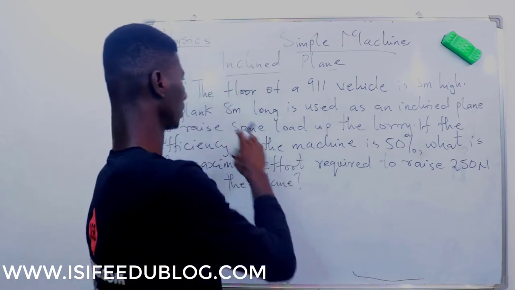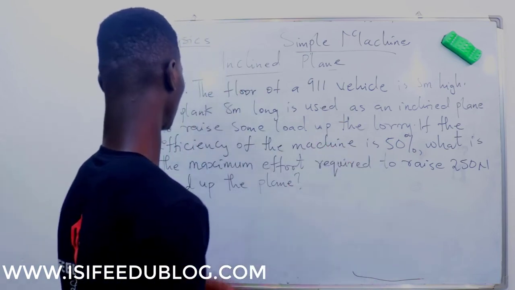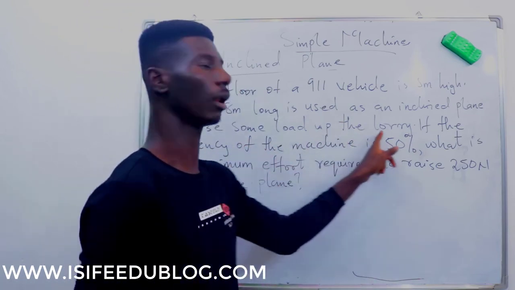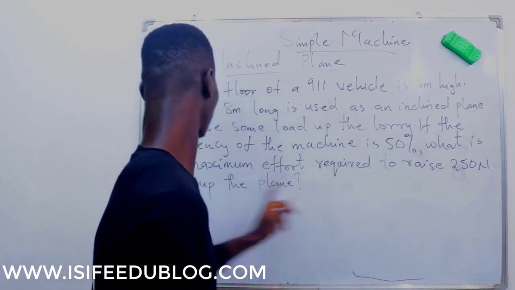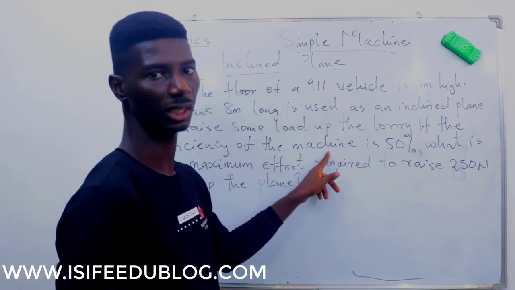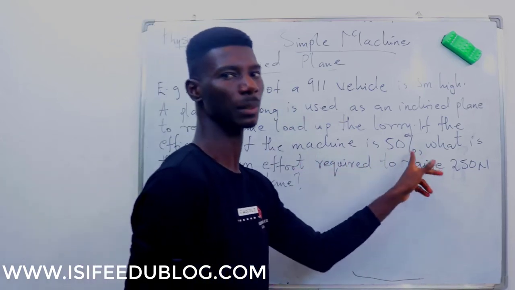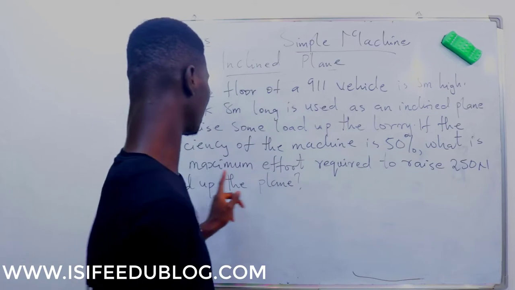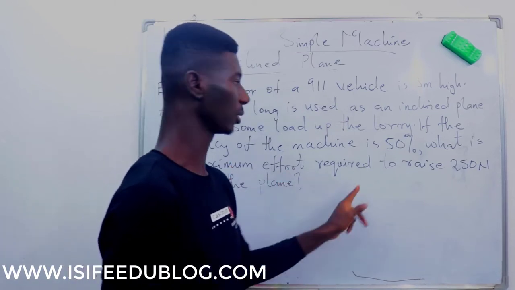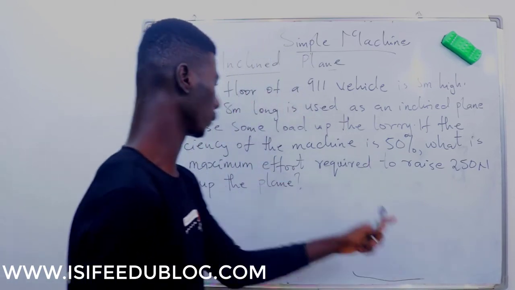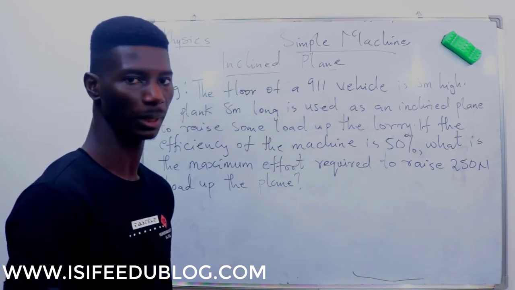So in this case now, the plank serves as the inclined plane to raise some load up the lorry. If the efficiency of the machine, here the plank, is 50%, what is the maximum effort required to raise a 250 Newton load up the plane?